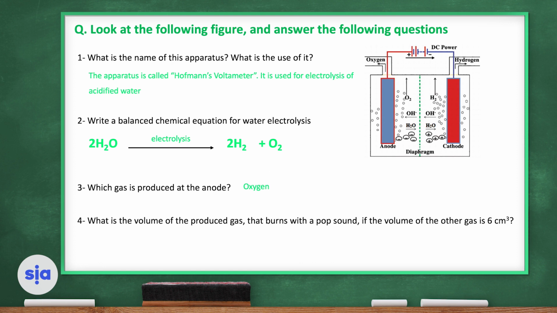What is the volume of the produced gas that burns with a pop sound, if the volume of the other gas is 6 centimeter cube? We all know that the gas that burns with a pop sound is the hydrogen. So this means that oxygen is 6 centimeter cube and hydrogen, as we know, is double the oxygen, so it is 12 centimeter cube.